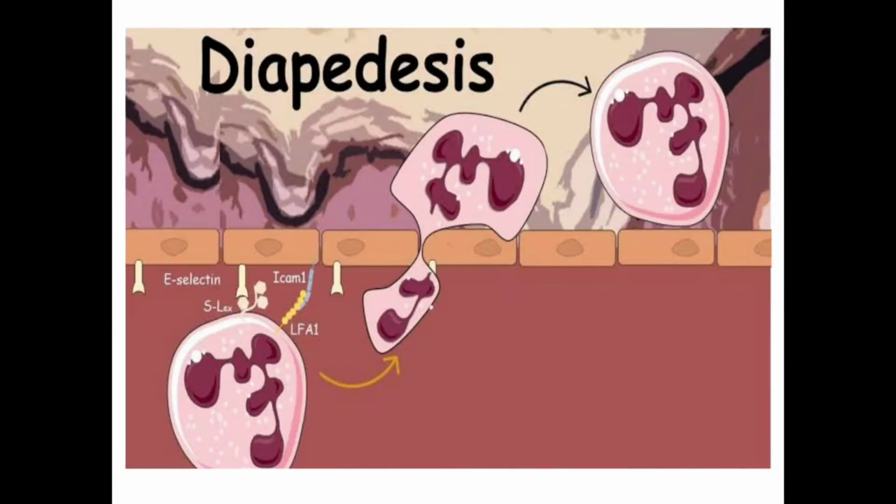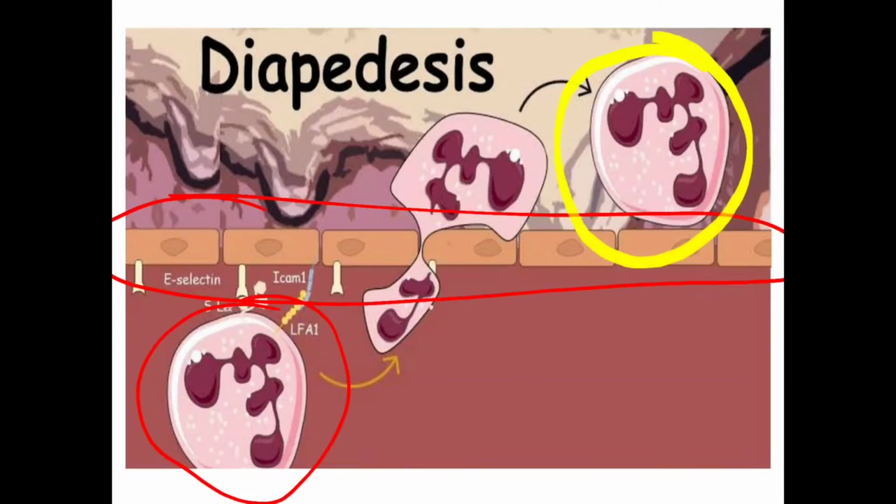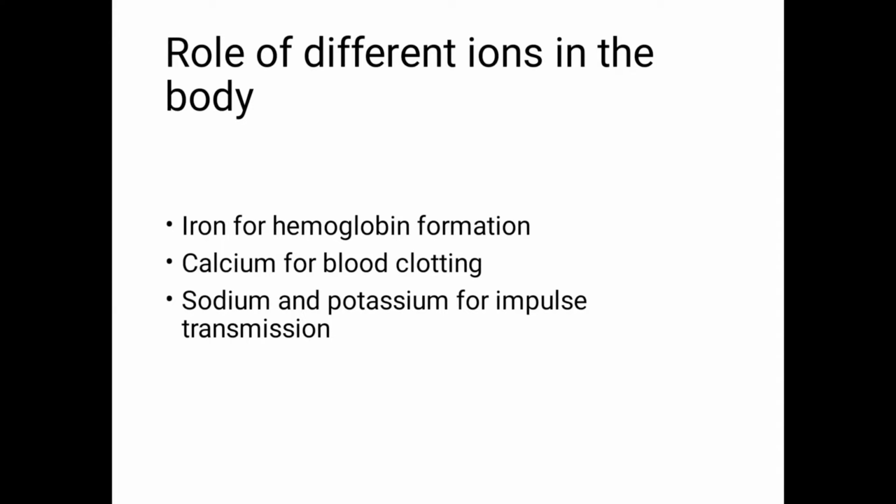Okay. Now let's go to another question. Role of different ions in the body. In our blood, many types of ions are present: sodium, potassium, calcium, iron, magnesium, copper. Rare ions like selenium are also present in very little amounts. But here we discuss the major functions of some of these ions.